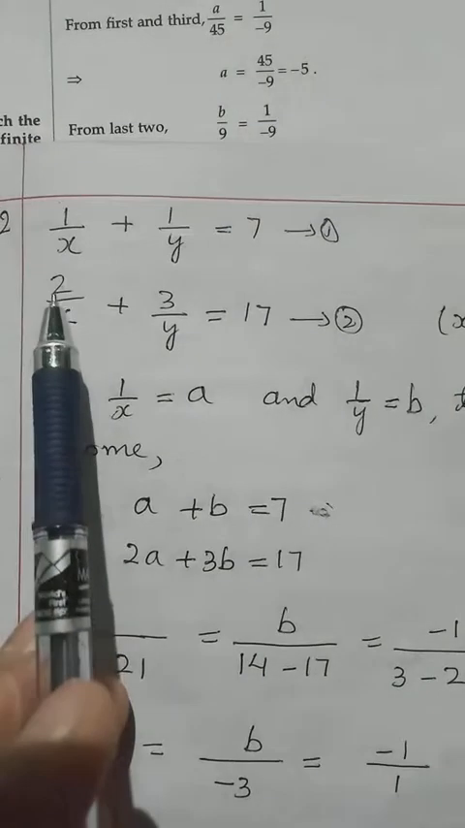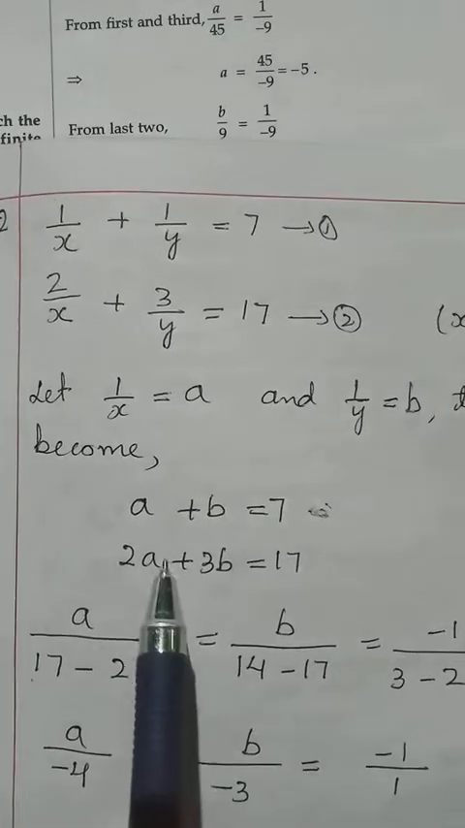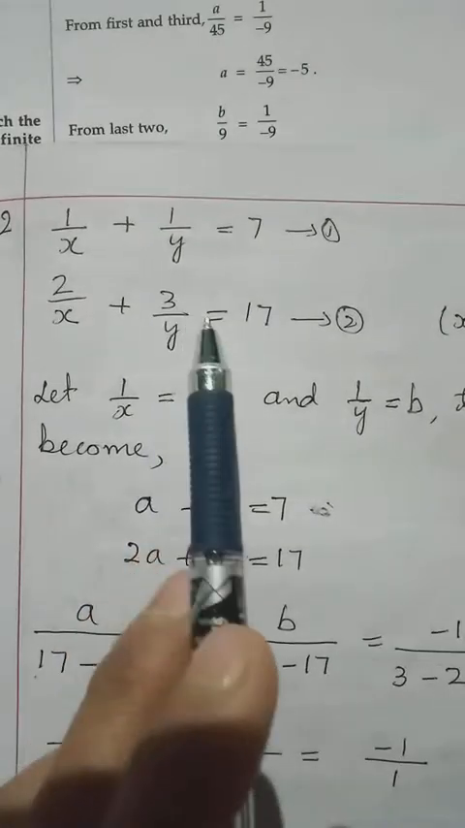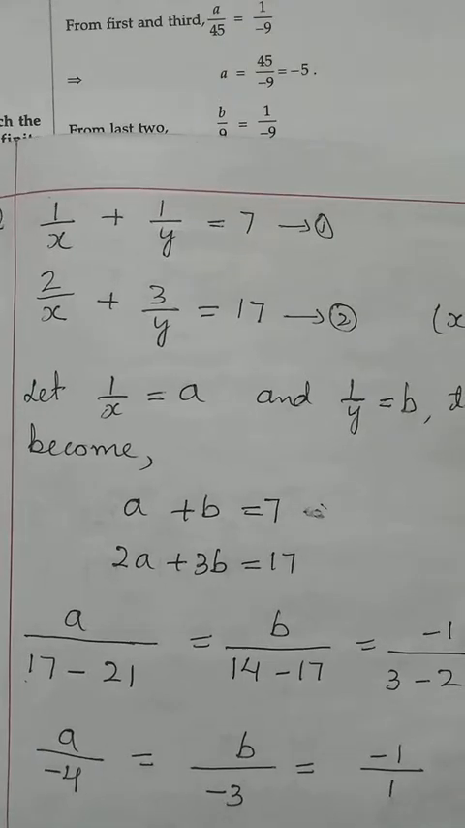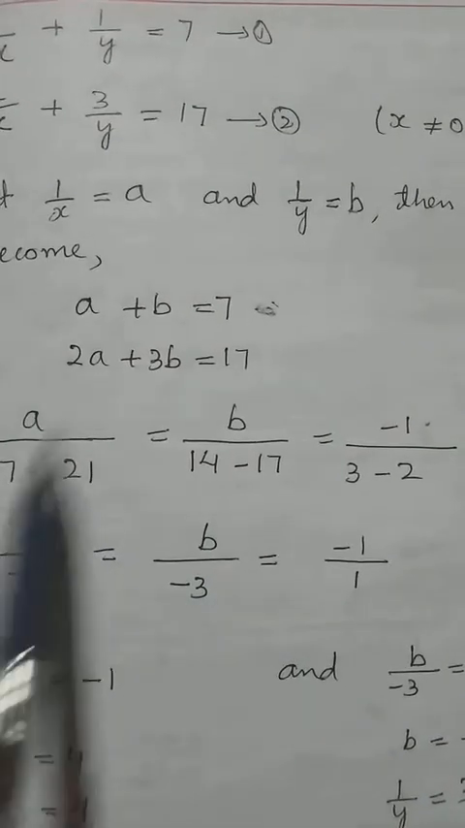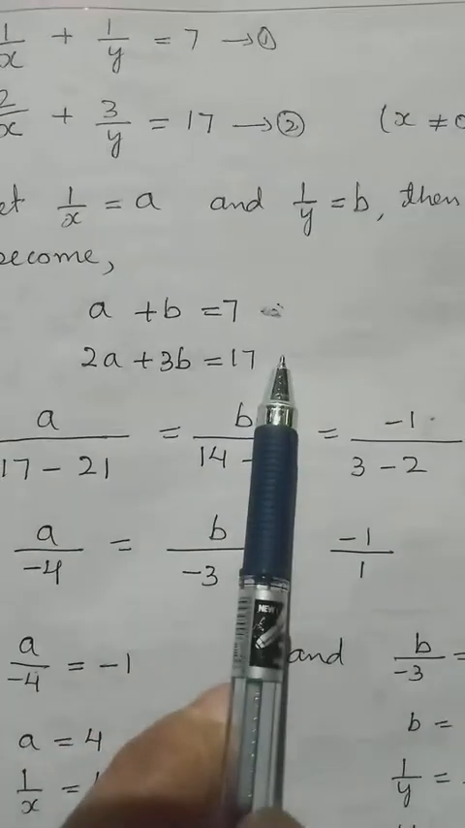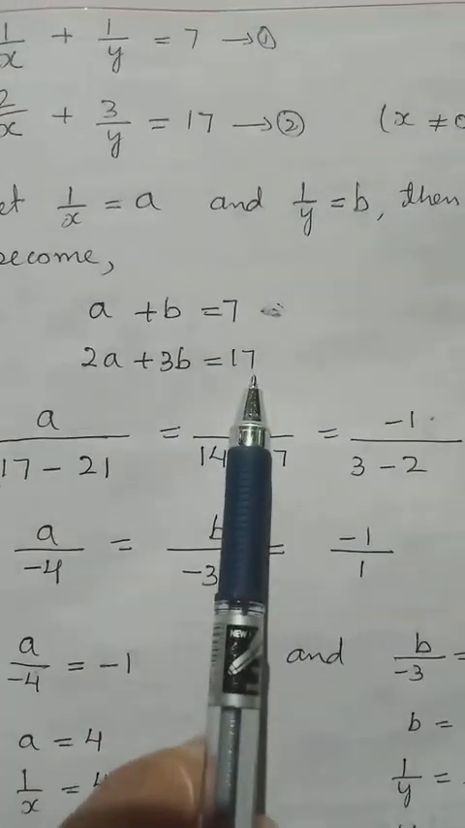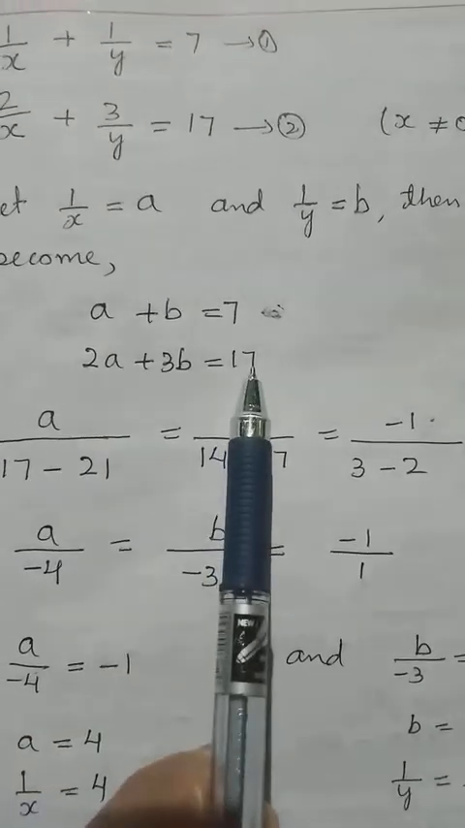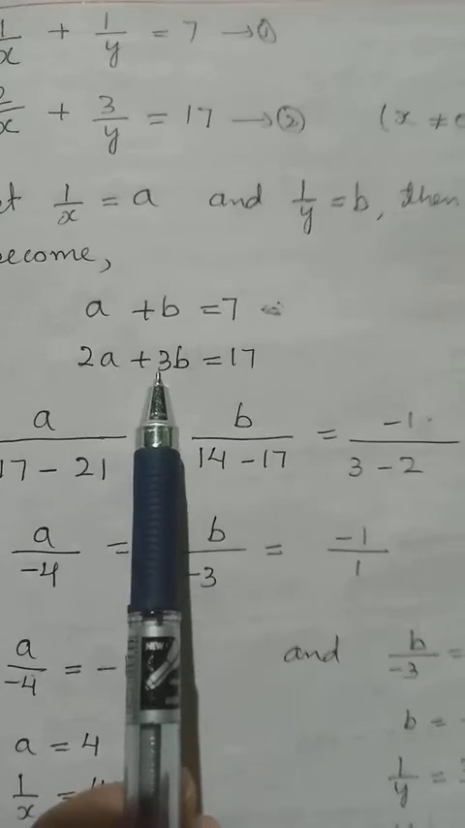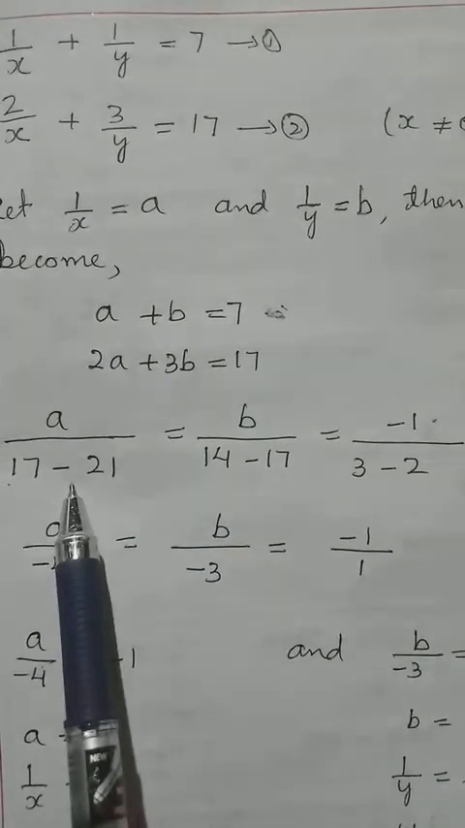Okay. Then here also 2, let it remain 2. In place of 1 by x, we replace with a. 3, in place of 1 by y, we put b. So now let us solve for a and b. When we want a, we take coefficient of b and constant term. So 1 into 17. Take only the coefficient, no need to take the alphabet. 1 into 17, 17. 3 into 7, 21. Minus in between from the formula.